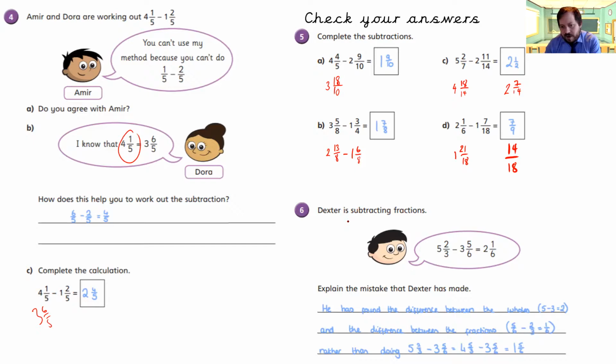Dexter is subtracting a fraction. So he's done 5 2/3 minus 3 5/6. He says it equals 2 1/3. We have to times this one out, and that becomes 4/6. And he doesn't have enough, and this is the problem. What he's done is looked at the difference between 4 and 5 and said that's 1, rather than thinking in the direction he's got to do it in.